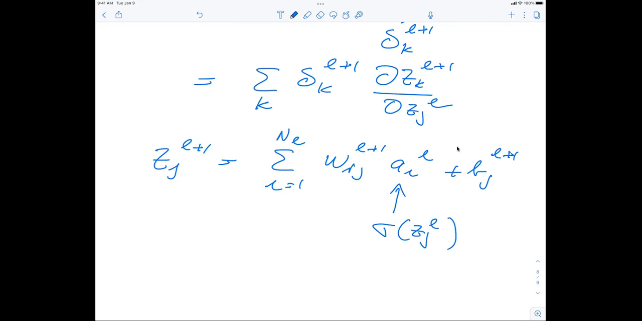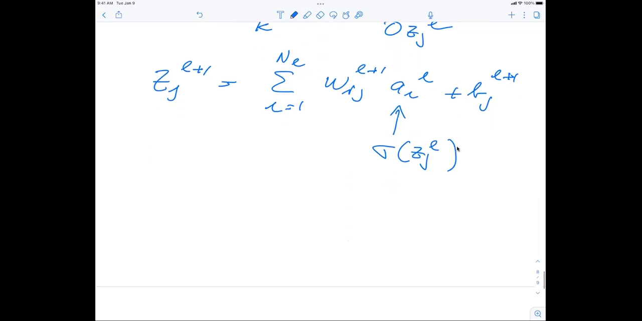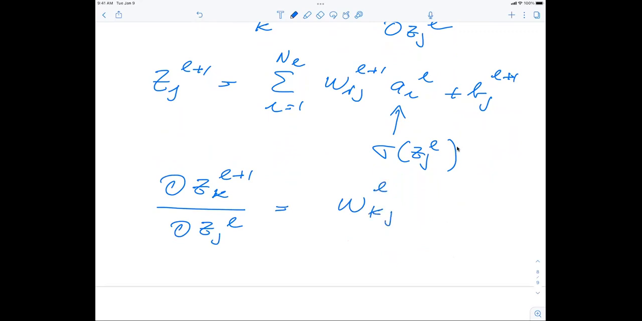Okay, so that means that the only quantity which now depends on z_j of L is this quantity you see here. So if we plug it in, this derivative of z_k of L plus 1 with respect to z_j of L is nothing but the weights w_kj of L plus 1 multiplied with the derivative of the activation function. That's pretty easy to set up.